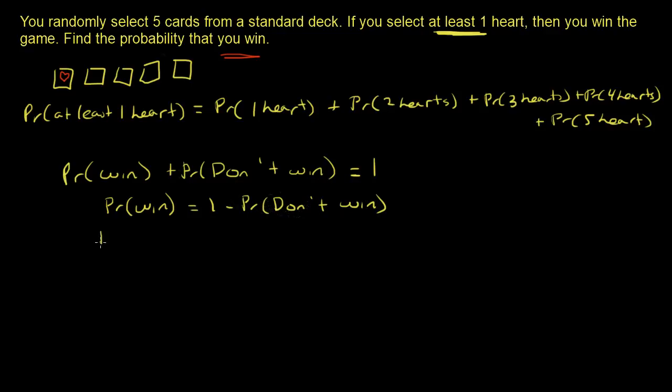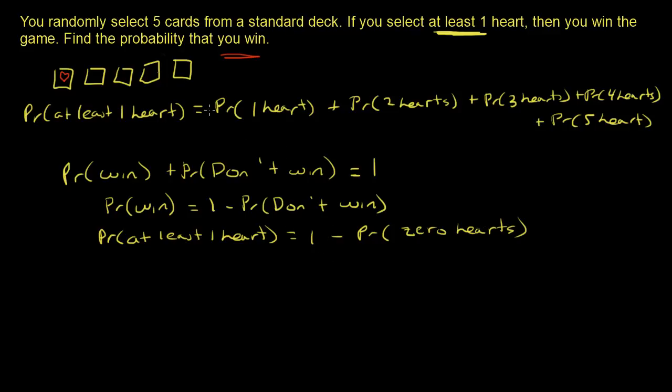So now let's think about what's the complement of at least one heart. The probability that I get at least one heart, that's the same thing as the probability of winning, equals 1 minus the probability that I don't win. So how do I not win? I get 0 hearts. I have 5 cards and none of them are a heart. That means I don't win. So the probability I get at least one heart is 1 minus the probability of getting 0 hearts.